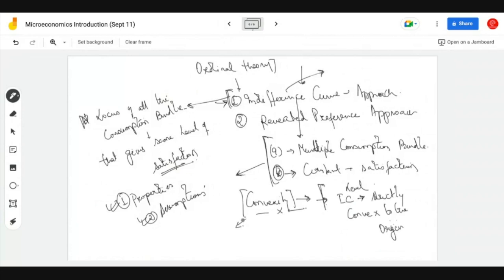The second assumption, again in addition to this ordinal theory, is your continuity. That is, the indifference curve is continuous. So again, in mathematics you might have heard about continuity and differentiability. Okay. So we'll be looking at all of these things. So let's start with the part of multiple consumption bundles.